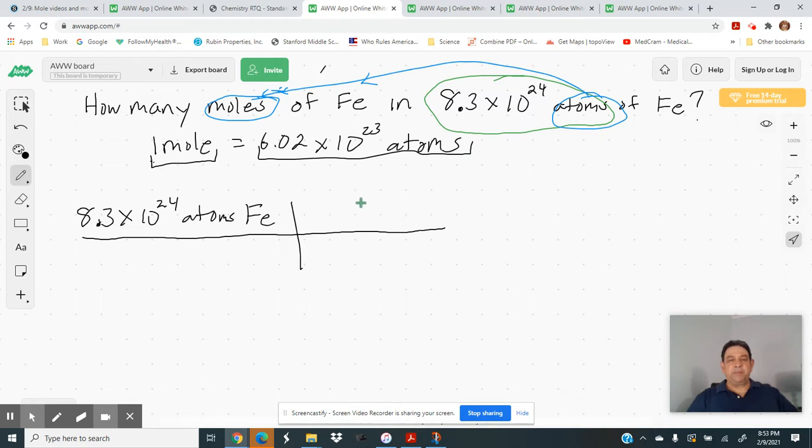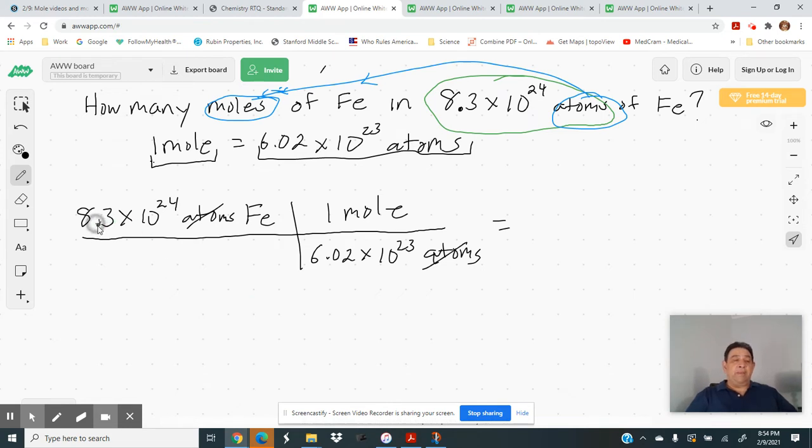Which one goes on top and which on bottom really depends on the units. Here I have atoms, so I'm going to put the side of the equality that has atoms on the bottom of the conversion factor so the atoms cancel out: 6.02 times 10 to the 23rd. The other side goes on top, over 1 mole. Now I can do my calculations. You'll notice that the atoms cancel even before doing the calculations. The only unit left is moles, which is what I wanted.